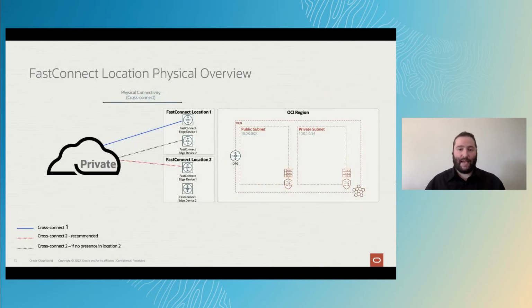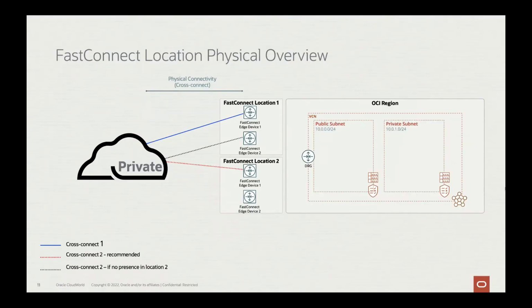So now that we've set the stage, let's talk about how we may decide to build our physical connectivity. Let's say I'm in an OCI region here that has 2 FastConnect locations available. That means I have 4 FastConnect routers available to terminate my connection on. And let's say I've established my first cross-connect on a FastConnect edge device 1 in location 1. Now I have 2 options to establish my second cross-connect.